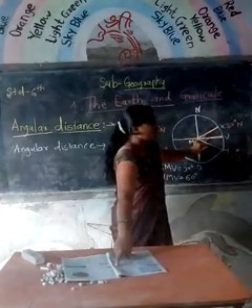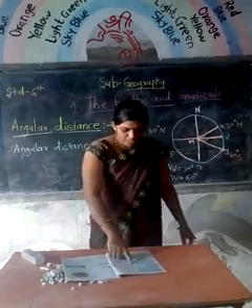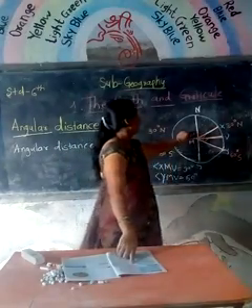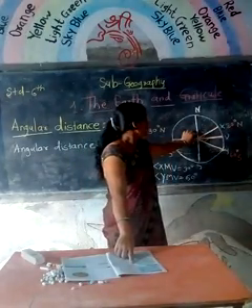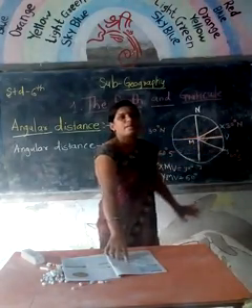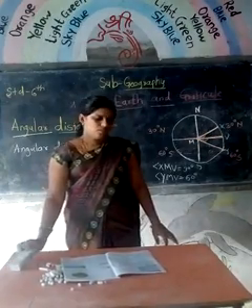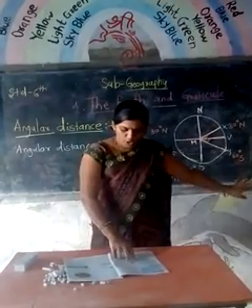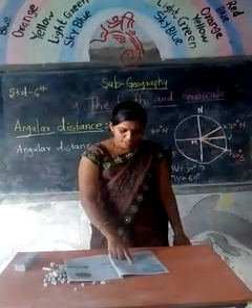North. And then the measure of the angle is used to determine the location. This angle is used for the determination of any location or any place.